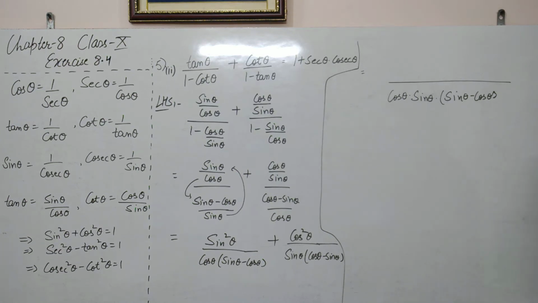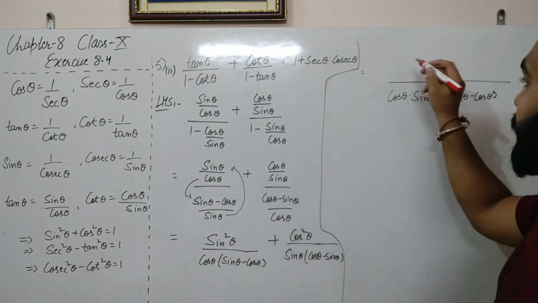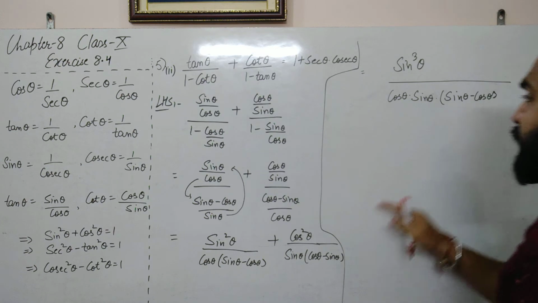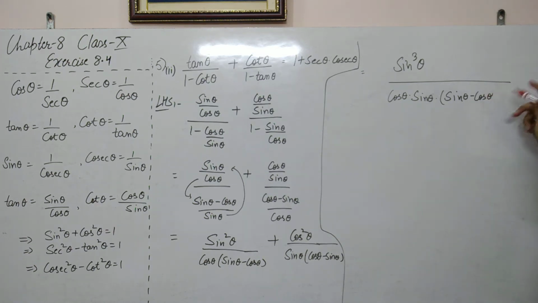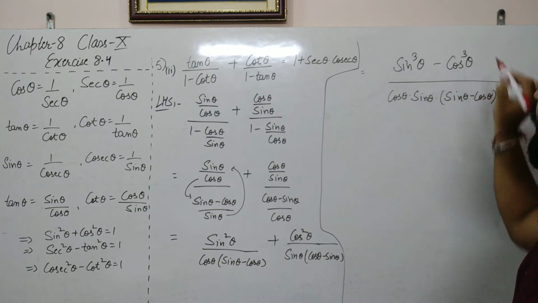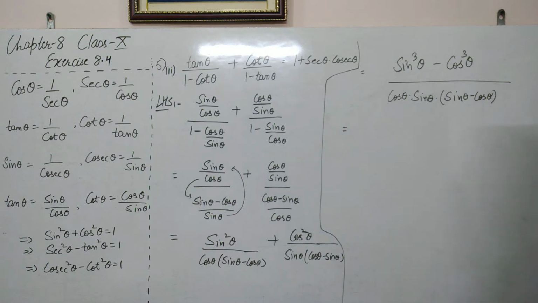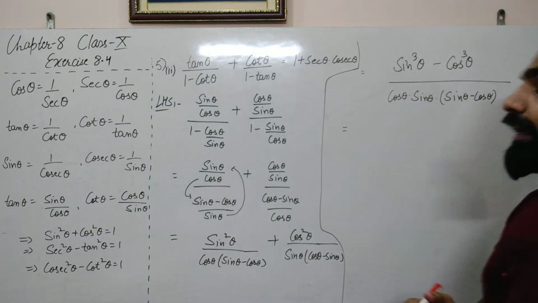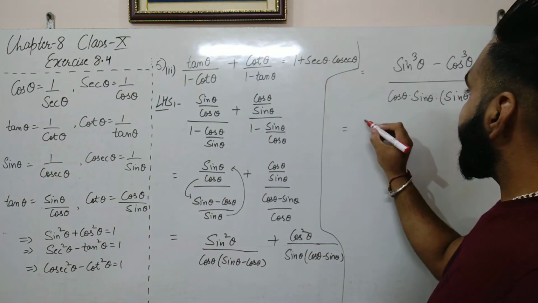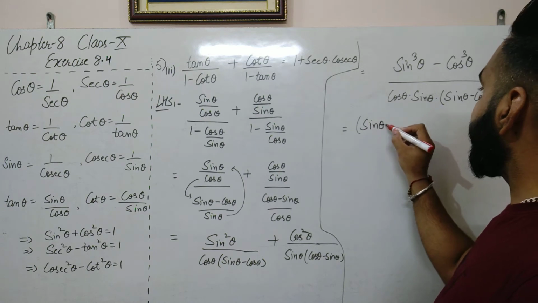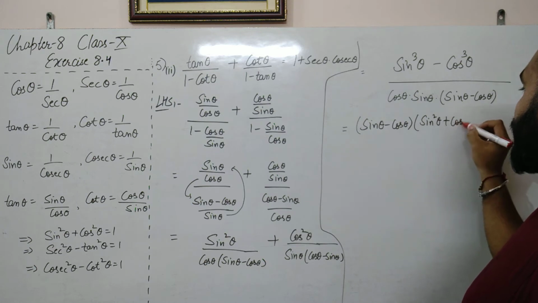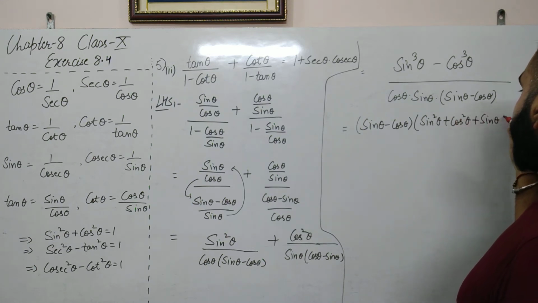On taking LCM, sin theta will be multiplied here. This will be sin cube theta, and here this is cos minus sin, and we have taken sin minus cos, so the sign will be minus here: cos cube theta. Now we know the identity of a cube minus b cube, which is equal to (a minus b)(a square plus b square plus ab). Using that identity, we can write here (sin theta minus cos theta)(sin square theta plus cos square theta plus sin theta cos theta).